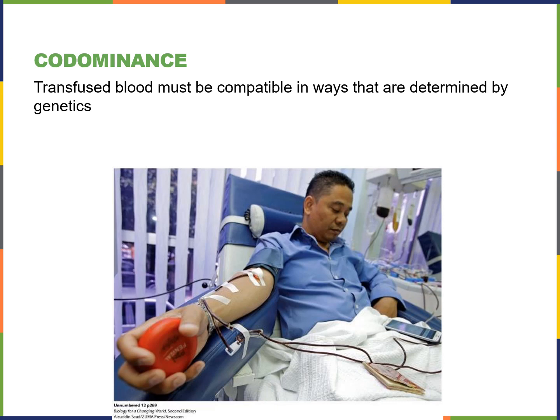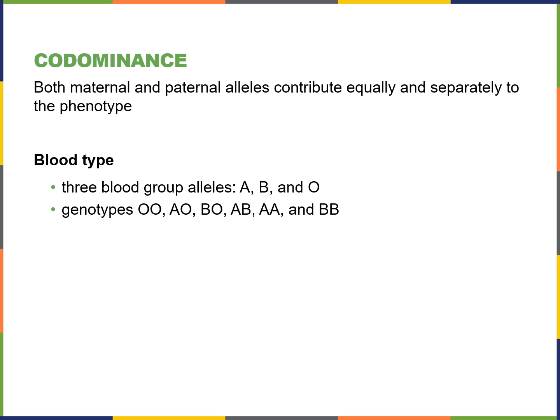In addition to incomplete dominance, we also have something called codominance. There are different genes that are codominant, but one of the most popular ones that we hear about is for blood. And transfused blood has to be compatible in lots of different ways that are determined by genetics to actually donate blood or to receive blood from someone. And so if you know the blood types, you know that we have A, B, and O, and then we have positive or negative, which we'll talk about here in a second. But codominance means that both the maternal and paternal alleles contribute equally and separately to the phenotype.